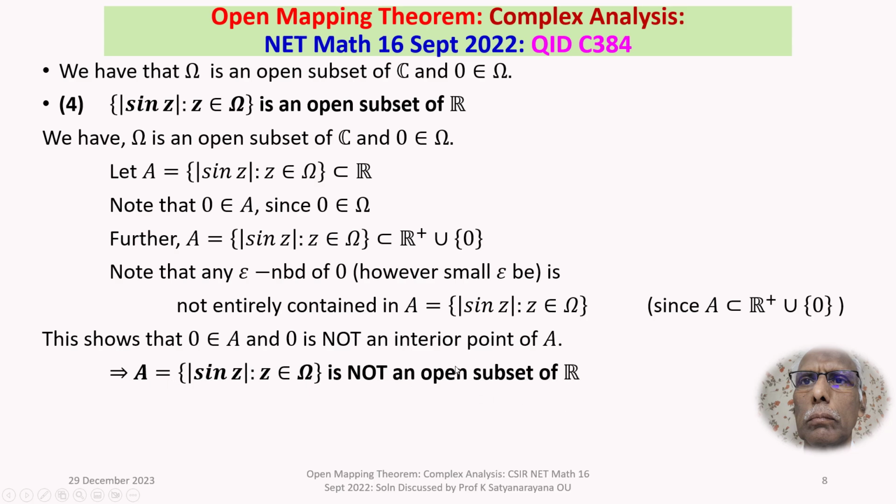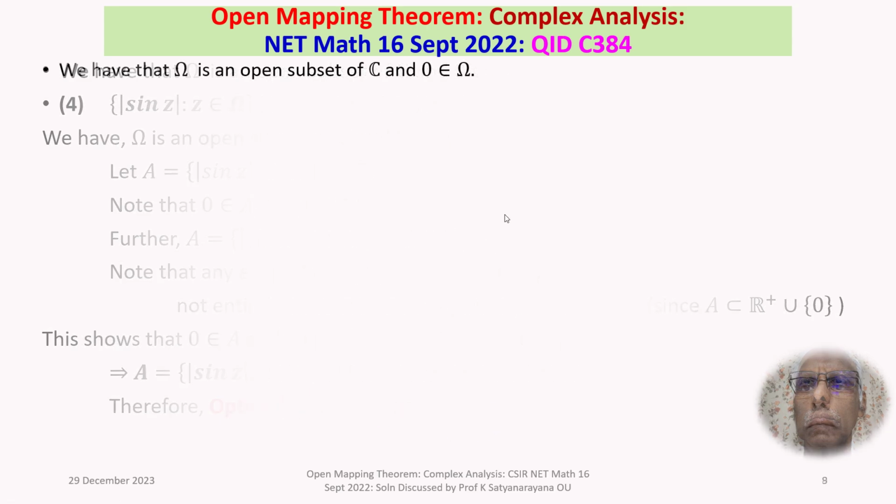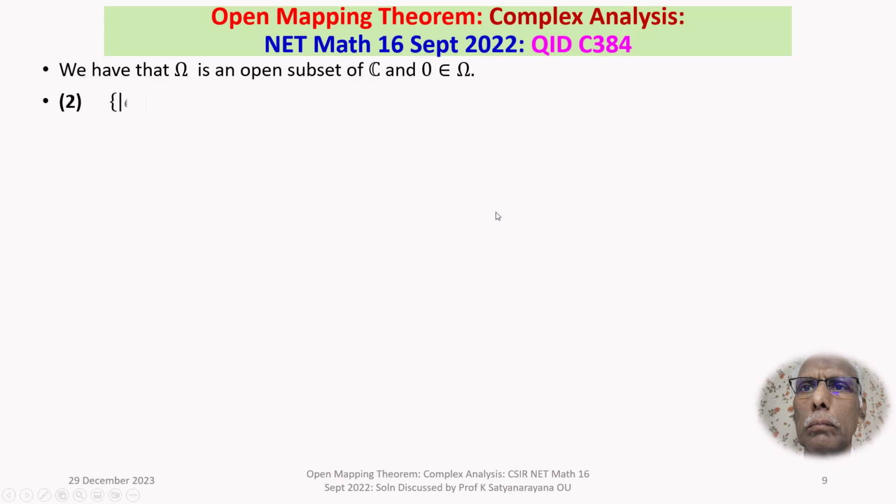Because what is an open set? Every point of the set is an interior point of that set. But here it is not. Now A, the set of mod sin z, z belongs to omega, is not an open subset of R. So therefore our option 4 is not true. Let's move to option 2.